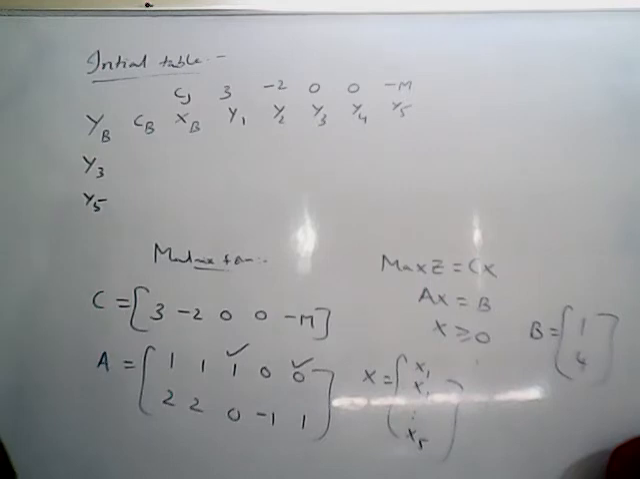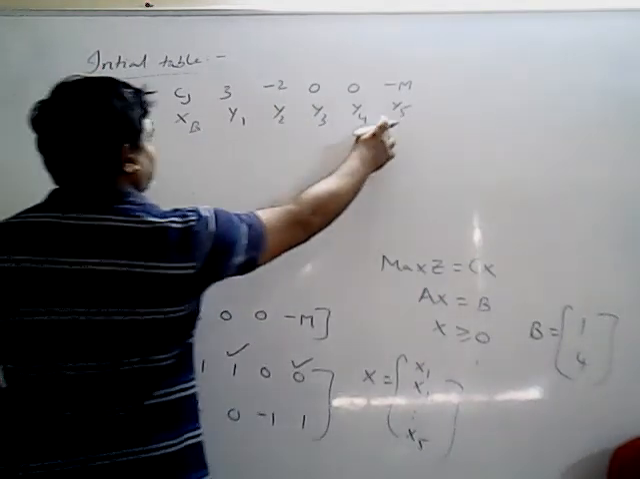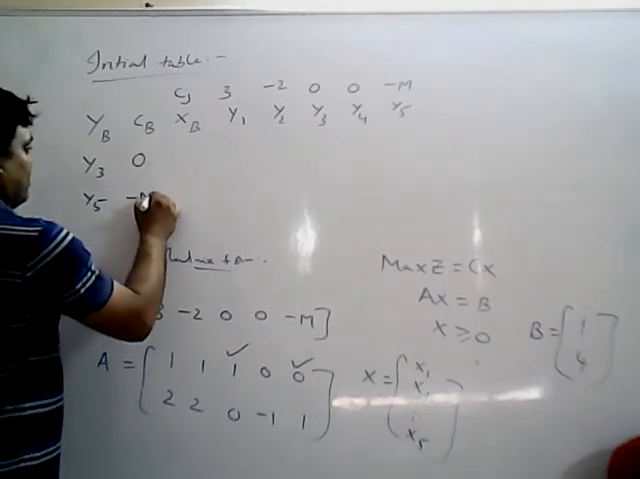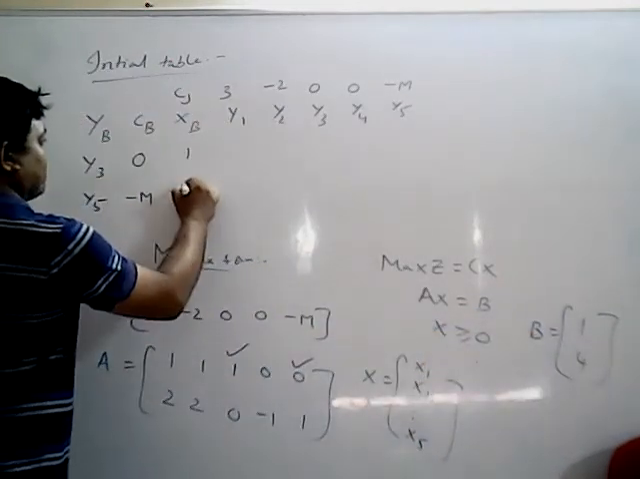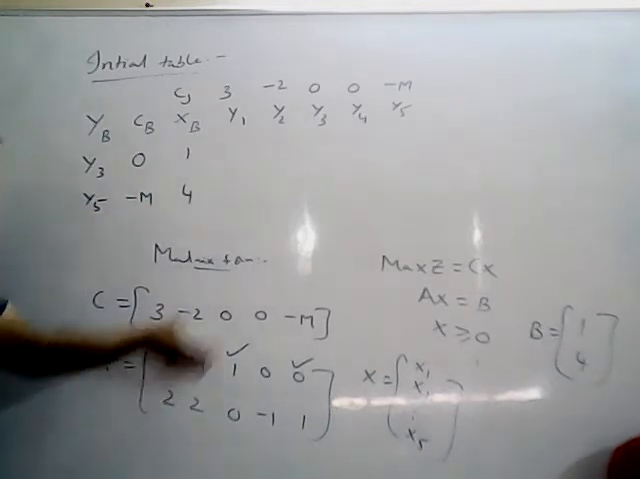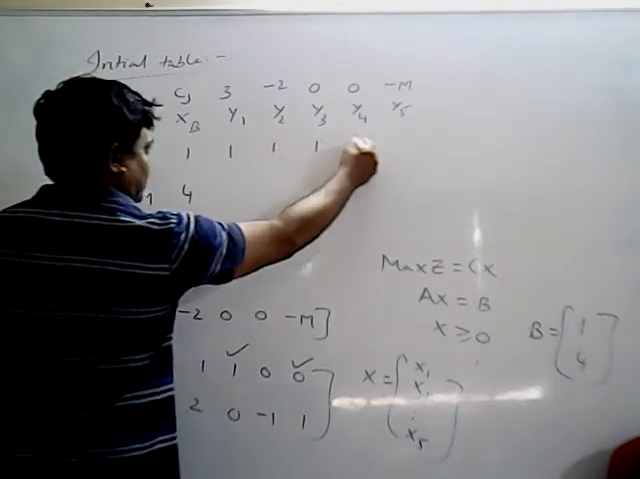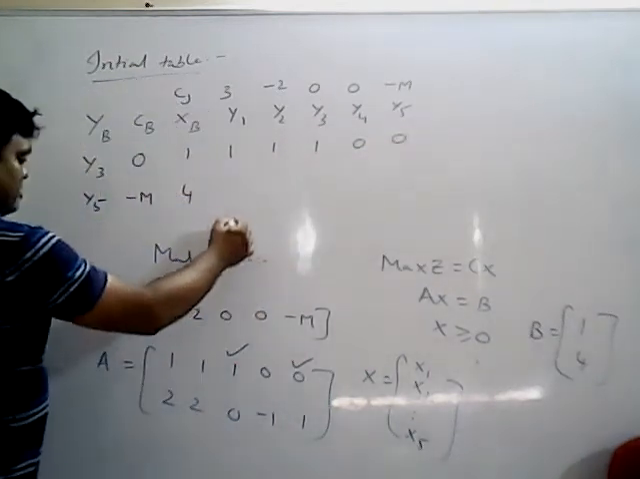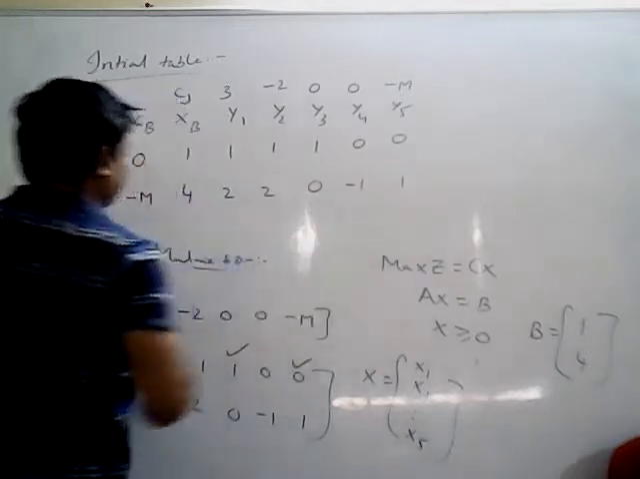Now see, the y3 variable cost is 0. The y5 variable cost is minus M. Next, the B matrices. B matrices is 1, 4. Next, as it is, the representation of the A matrices. A matrices means 1, 1, 1, 0, 0. This is 2, 2, 0, minus 1, 1.